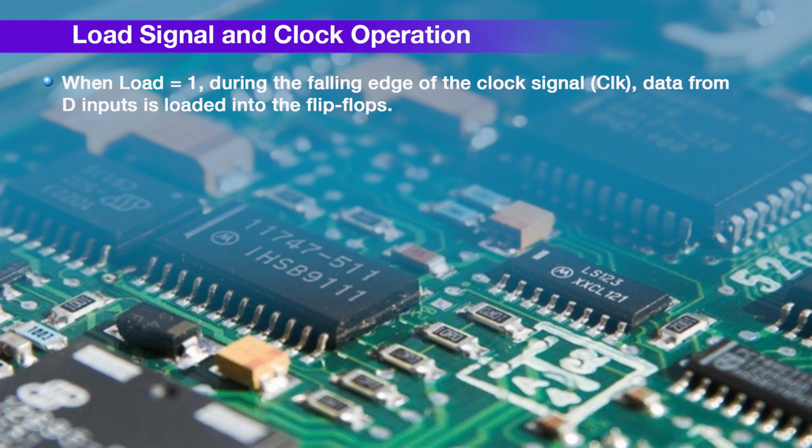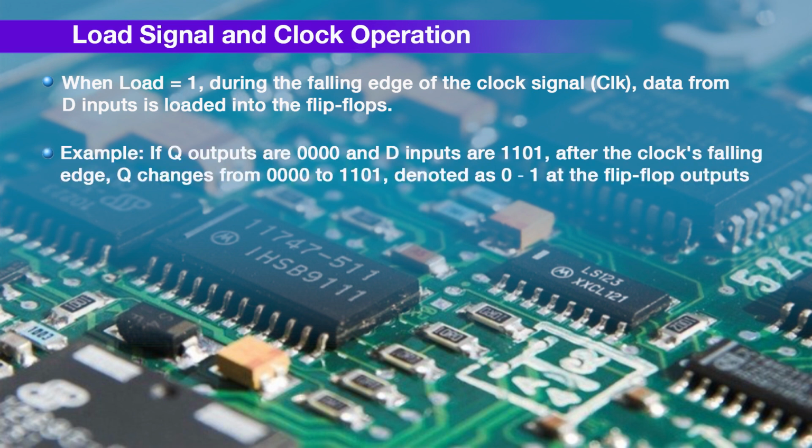When load is equal to 1, during the falling edge of the clock signal, data from the D input is loaded into the flip-flop. For example, if Q outputs are 0, 0, 0, 0 and D inputs are 1, 1, 0, 1, after the clock falling edge, Q changes from 0, 0, 0, 0 to 1, 1, 0, 1, denoted as 0 to 1 at the flip-flop output.